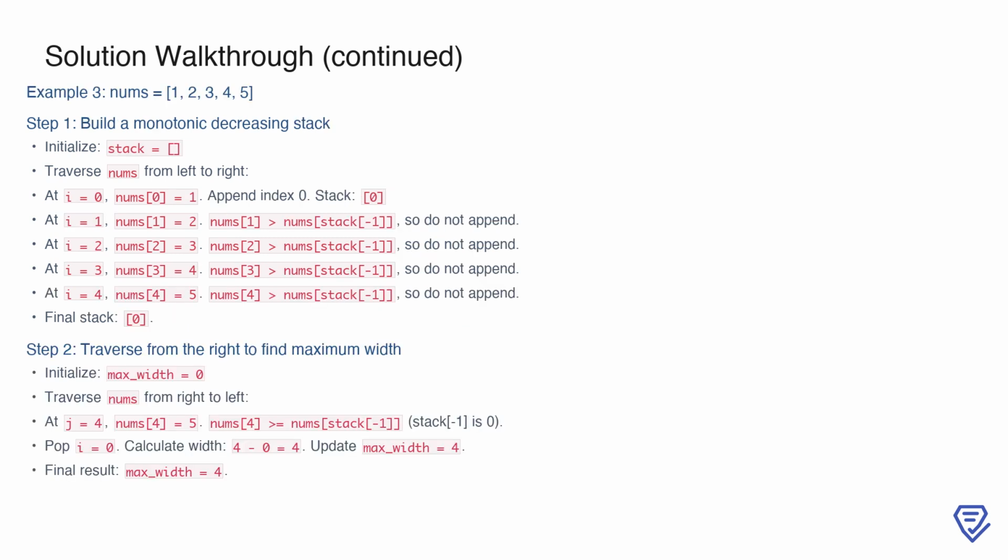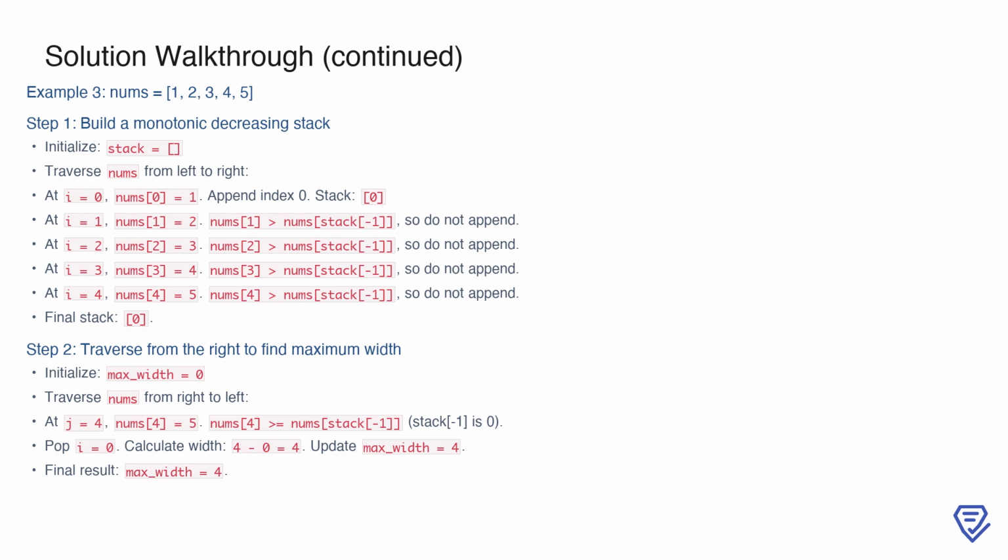Finally, in the third example, nums is 1, 2, 3, 4, 5. We follow the same steps. To build the monotonic decreasing stack, we start with an empty stack and append index 0 for the value 1. For indices 1 through 4, the values 2, 3, 4, and 5 are all greater than the top of the stack, so we skip appending. The final stack contains only 0.